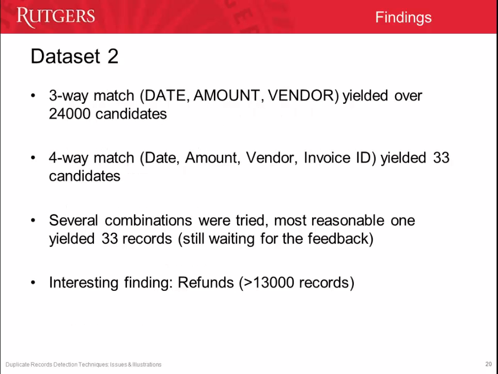For data set 2, we first used a 3-way match using the date, the amount, and the vendor name. However, that yielded over 24,000 candidates, which is not reasonable to have all these. And so we included a 4th variable, which was invoice ID, and still it yielded 33 candidates. Usually when you include the invoice ID, you're supposed to have 0 candidates, as was the case in the previous data set.